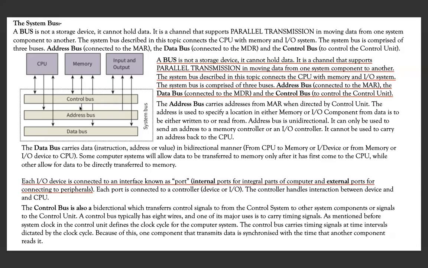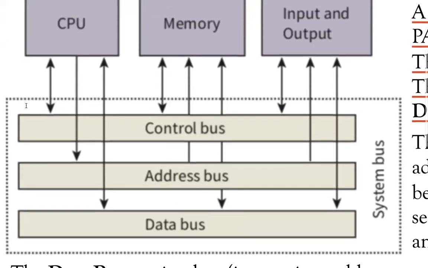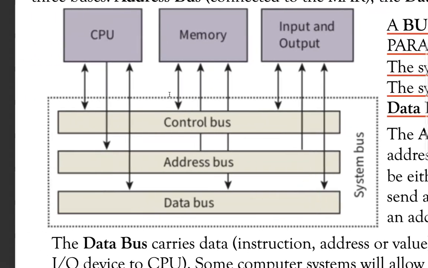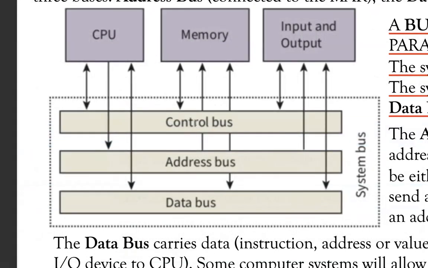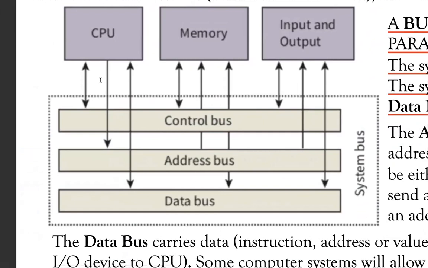Okay, now let's look at the system bus. As I mentioned before, the system bus is a collective term given to the control bus, address bus, and data bus. Based on this diagram, we can see that the CPU is connected with all. By the way, these memory and input output devices, these two combined represent all of the devices of our computer, all of the devices.